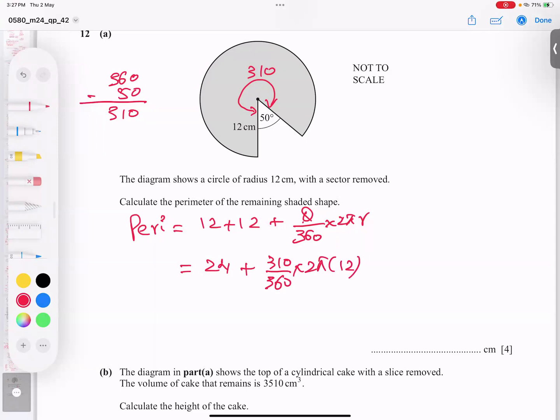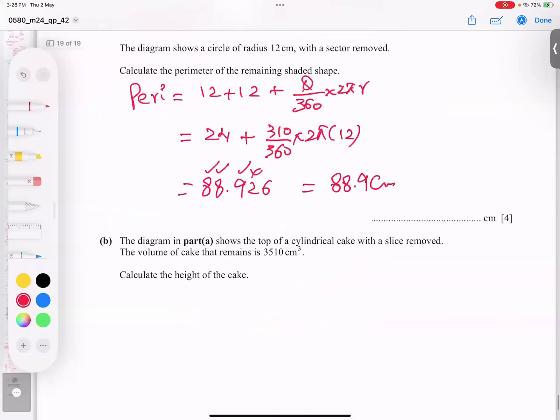I think, students, it is nothing hard, but only the formula is important. Okay, so I got 88.2, sorry, 926 centimeters. I hope, students, you understood the first part. Okay, let's go for the next and last part of the paper.